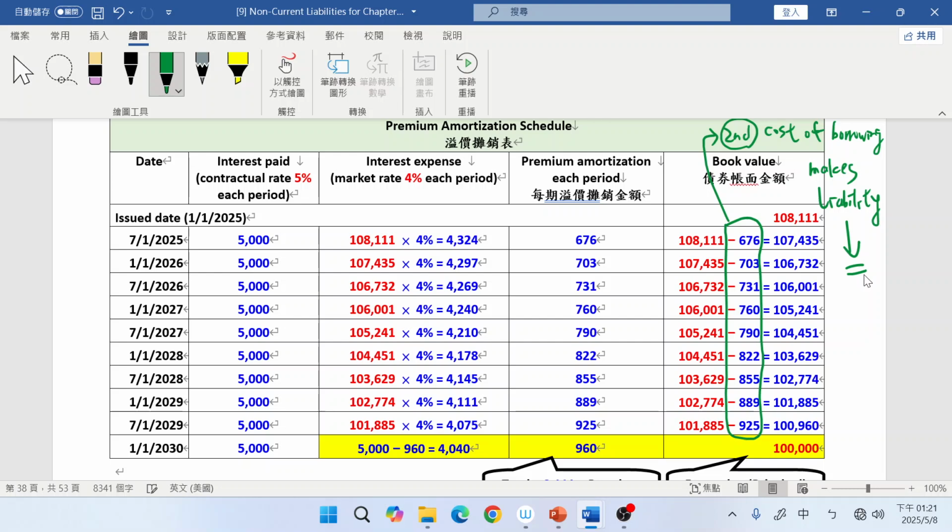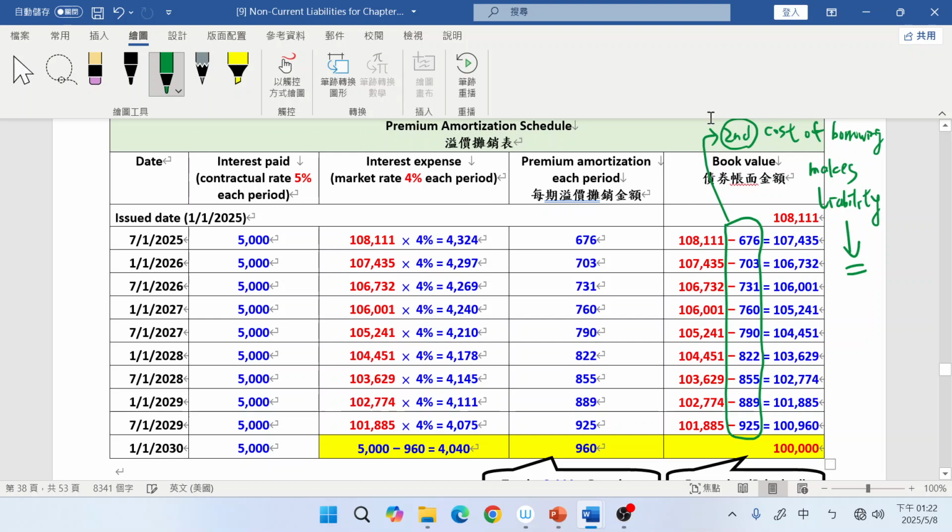So this is a very important concept you have to understand. Because of the second cost of borrowing, it will affect your liabilities. If you understand that, later we want to tell you a new concept. But for the new concept, you have to figure out your liabilities at that moment. So how to get your liabilities at that moment? Don't forget how to get it. Any questions?